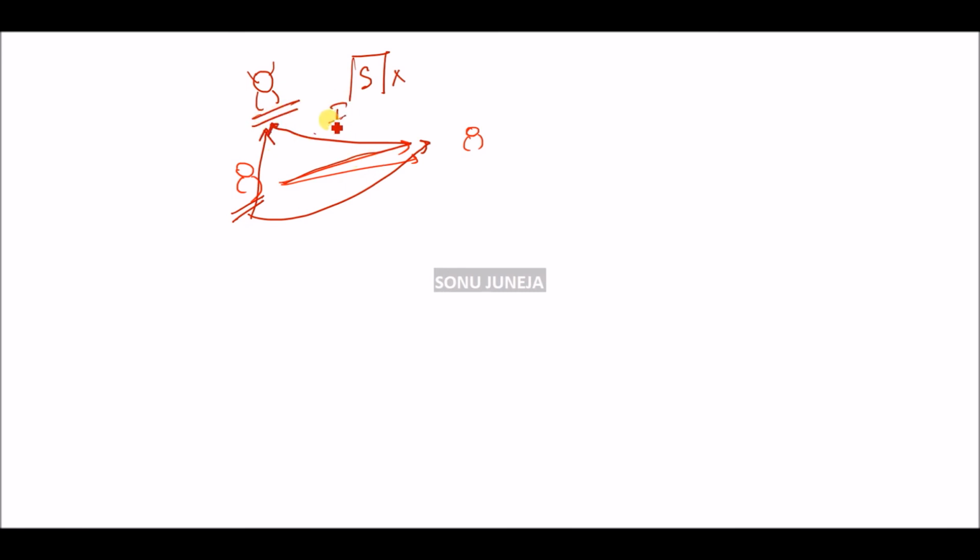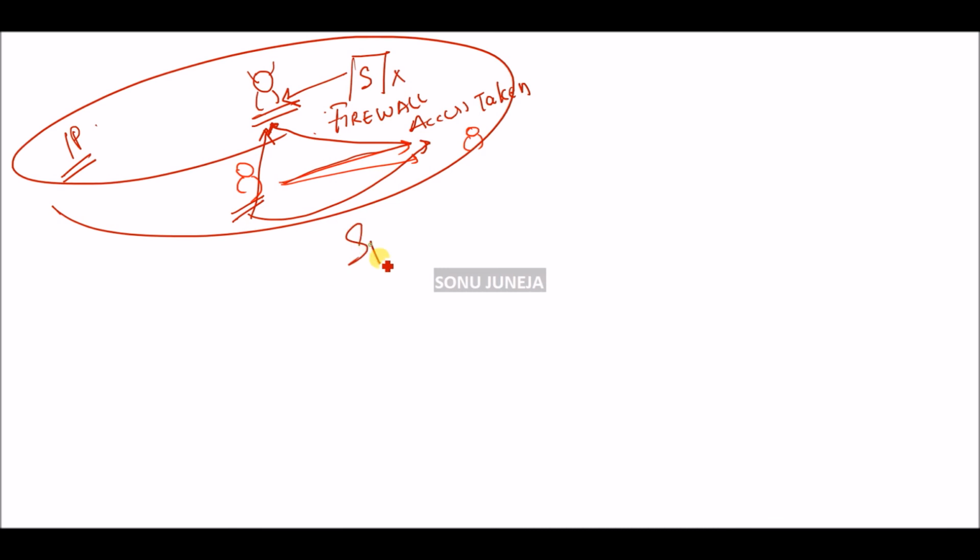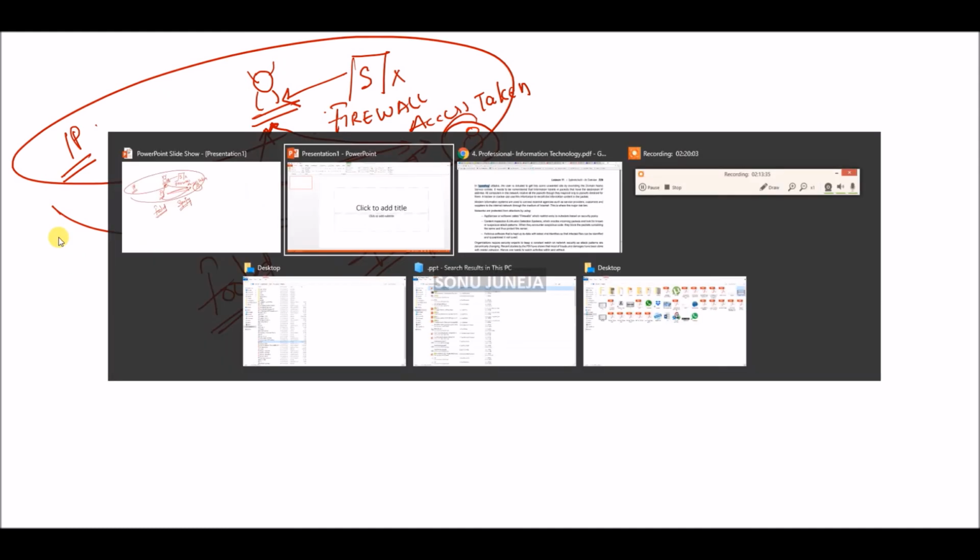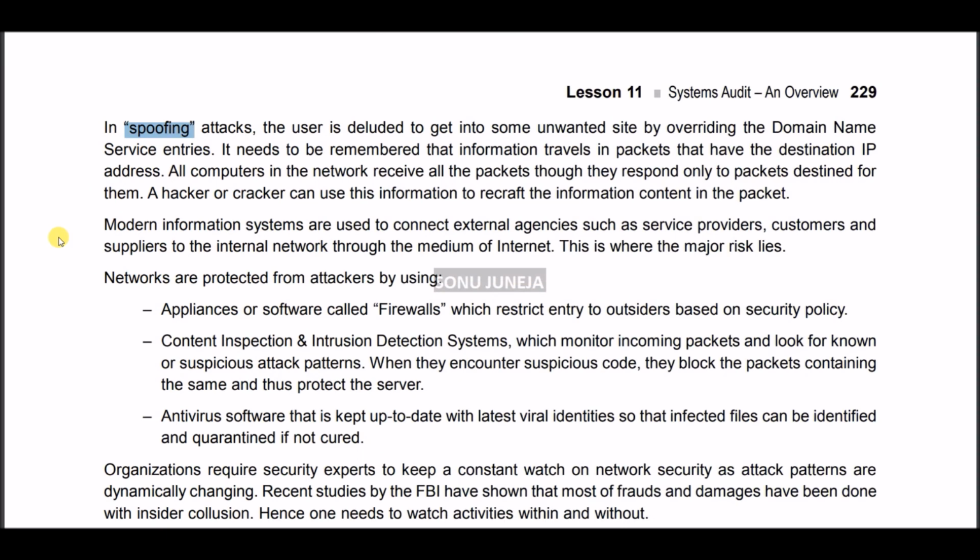This is because the firewall access has been taken and the server has granted the access to this guy, and the IP address is being compromised. So this whole scenario is spoofing. Basically you are being fooled. So the need of security definitely needs to be taken care of. Let's go to the module back again.